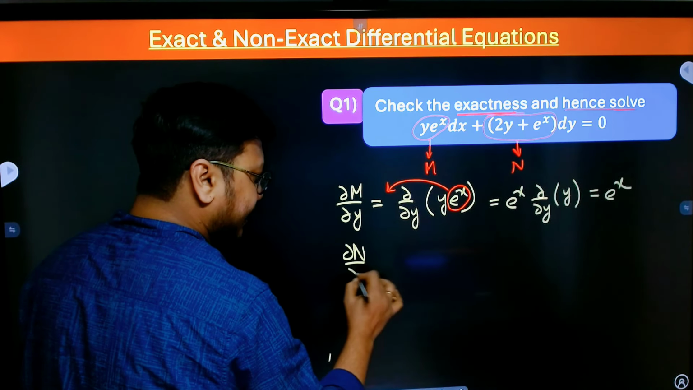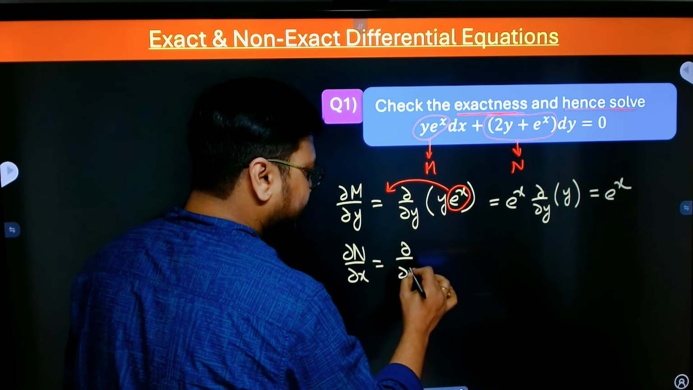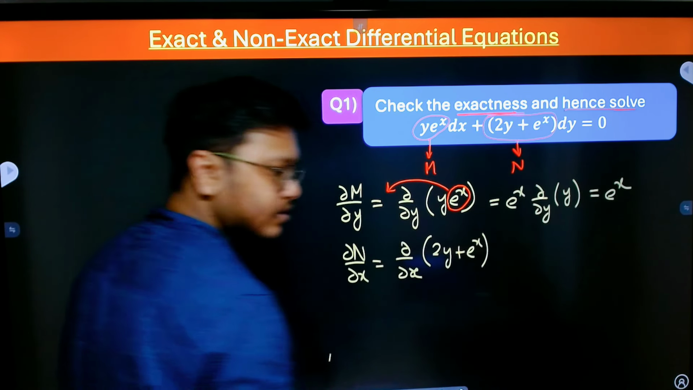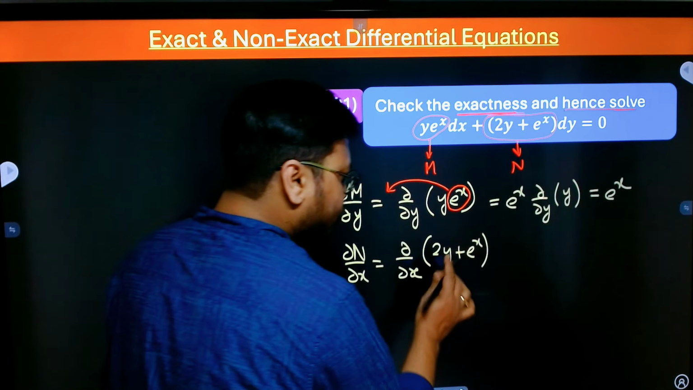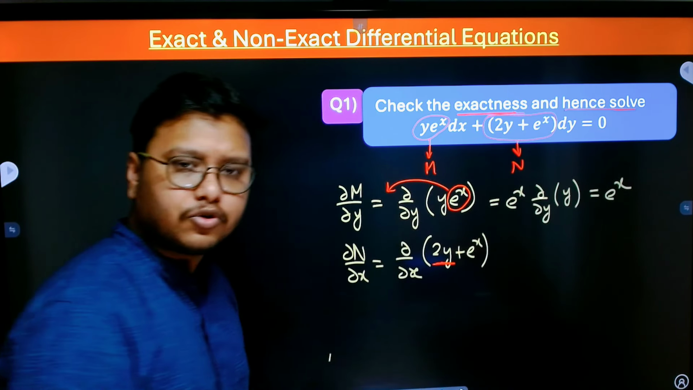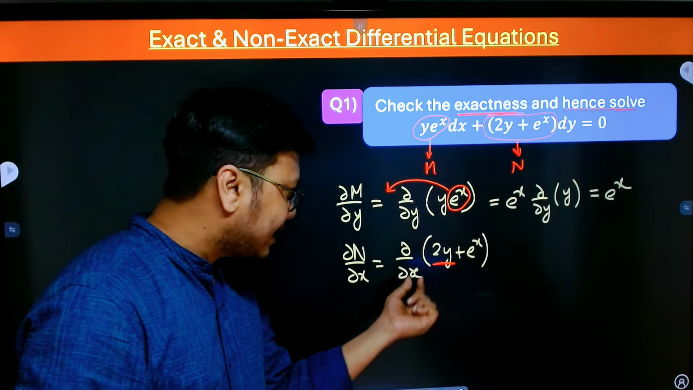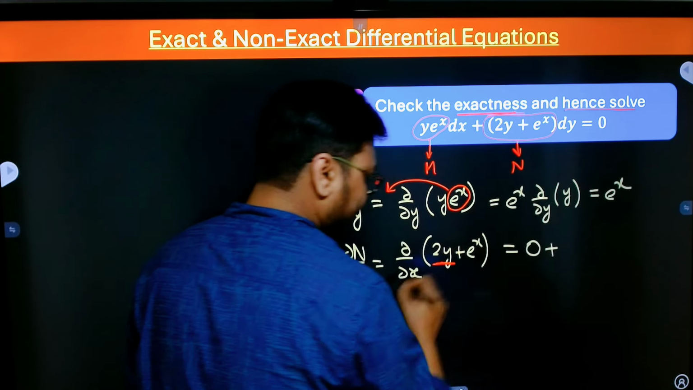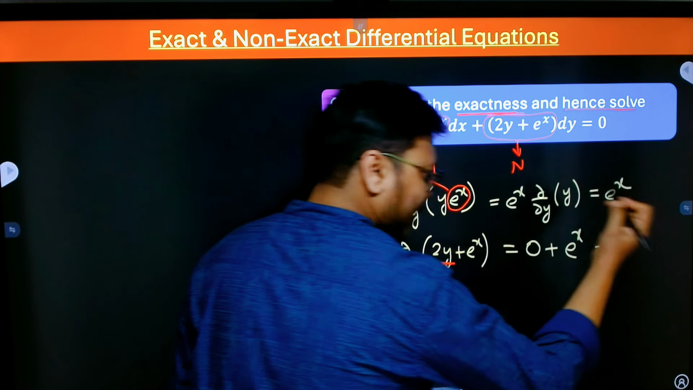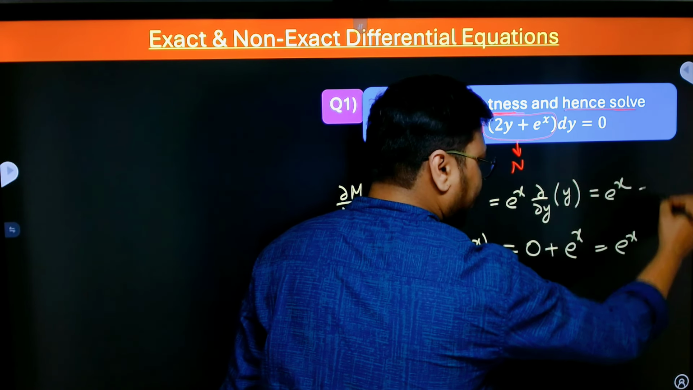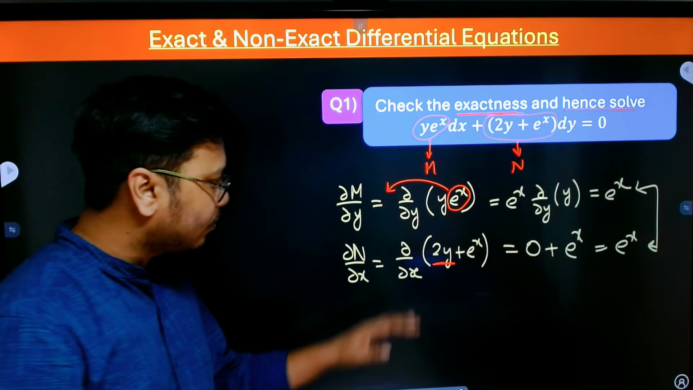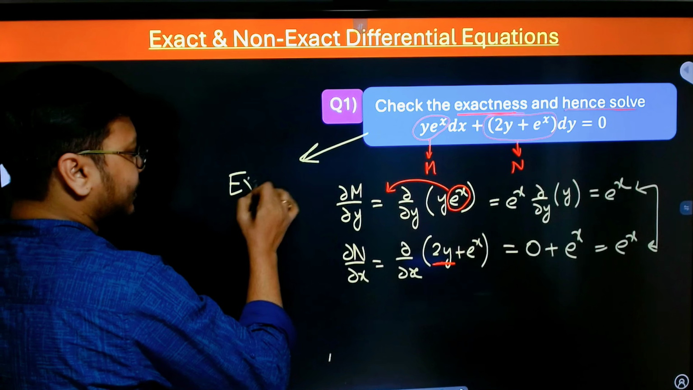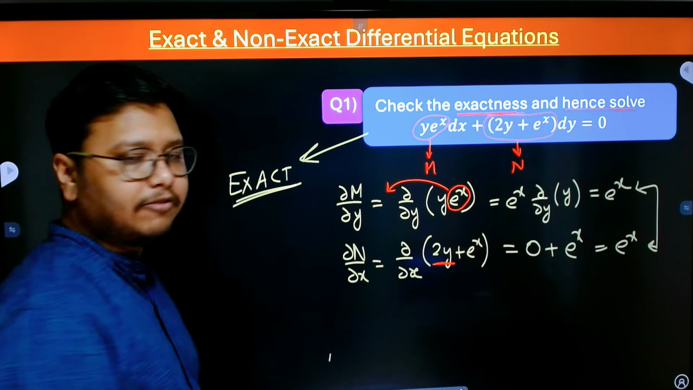Now del N del x, that would be del x of our N, which is 2y plus e to the power x, right? So now again 2y, y with respect to x has to be treated like a constant. So the derivative of a constant is 0, so the derivative of 2y with respect to x will be 0, and the derivative of e to the power x with respect to x is e to the power x, right? So we have got both our del M del y and del N del x equal. So that means this differential equation is definitely an exact differential equation.